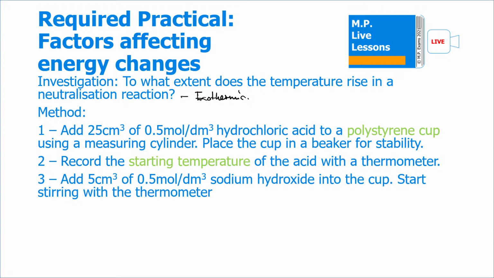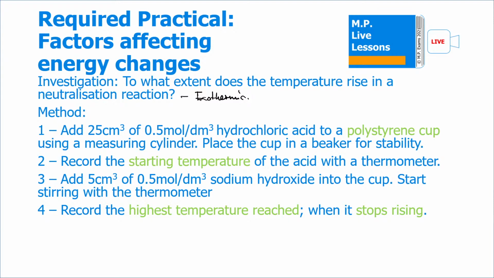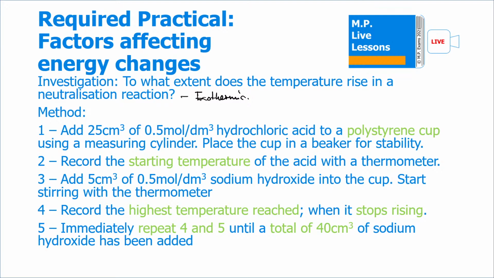and then you'd add 5 cubic centimeters of sodium hydroxide into the cup, and you start stirring with a thermometer. And then you record the highest temperature reached, and this is when it stops rising. Then immediately record this, and then repeat steps 3 and 4 until a total of 40 cubic centimeters of sodium hydroxide has been added. So you'll keep adding the other chemical, sodium hydroxide, in 5 cubic centimeter batches or increments, and you keep measuring the temperature after it.